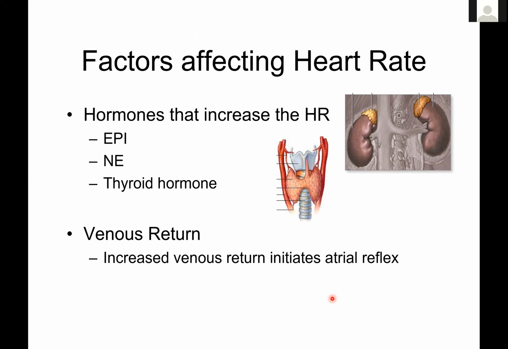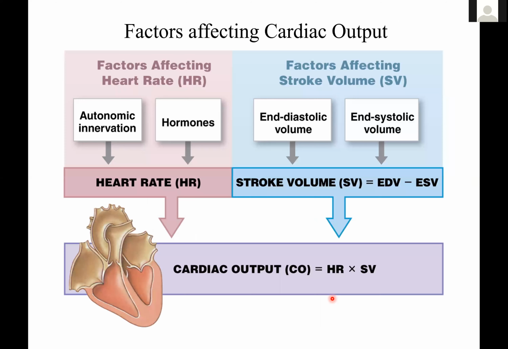Okay, other factors that affect heart rate. Well, I mentioned epinephrine and norepinephrine, obviously. And we also have, of course, thyroid hormone that are going to increase heart rate. And then venous return is initiating atrial reflex. So the more the atrium is stretched, the higher the rate will be due to depolarization of the SA node.